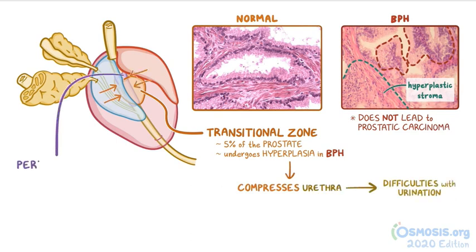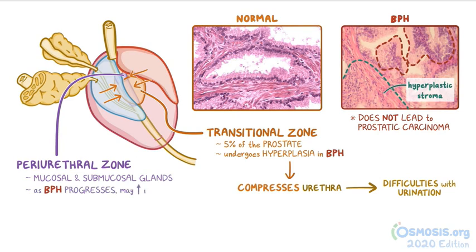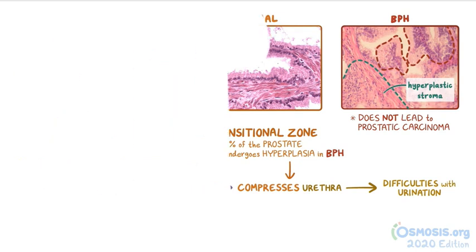And finally, the periurethral zone is a small zone surrounding the urethra, which contains mucosal and submucosal glands. As BPH progresses, this zone's stromal components may also increase in size and contribute to urethral compression. Although the different zones are not clearly separated histologically or anatomically, they are important clinically due to their associations with different pathological processes.